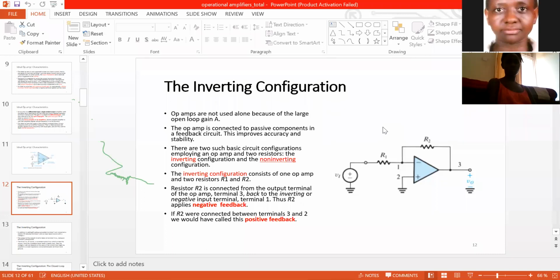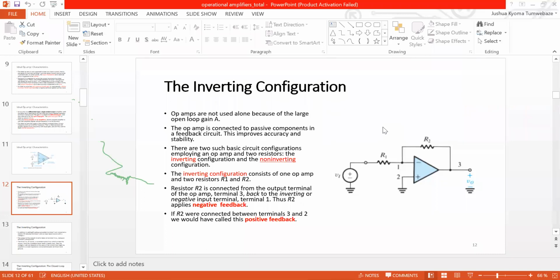So what we have done is referred to as applying feedback. We have applied feedback to our circuit, and we want to see how this circuit will operate.